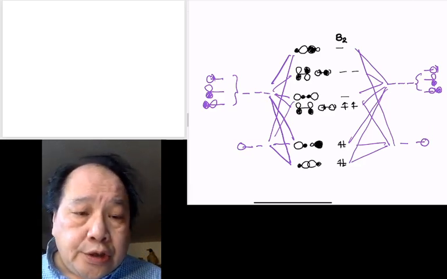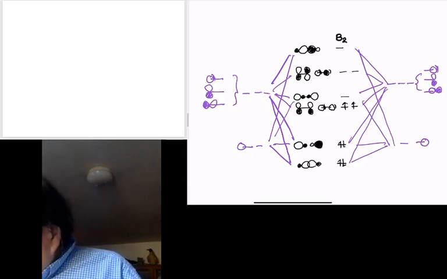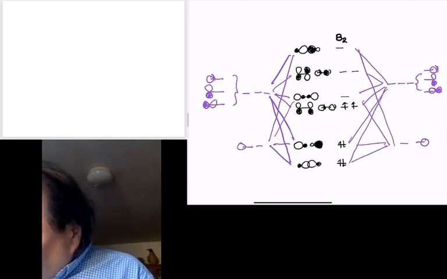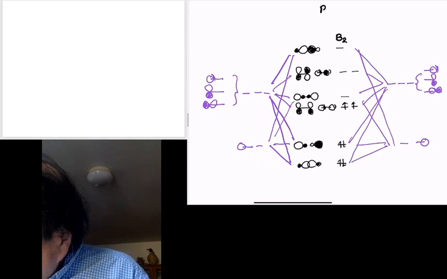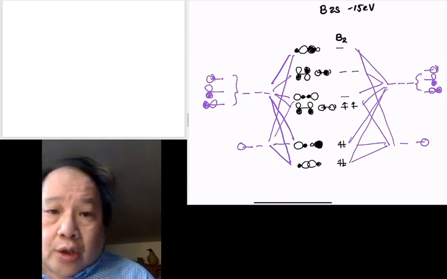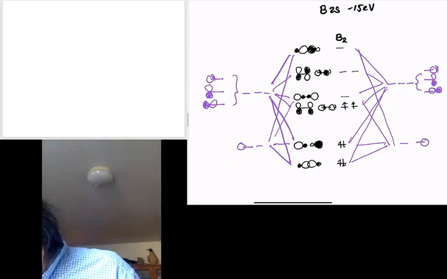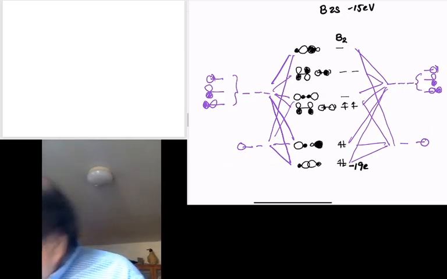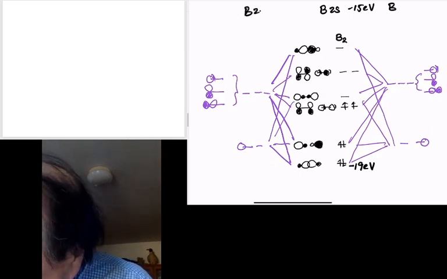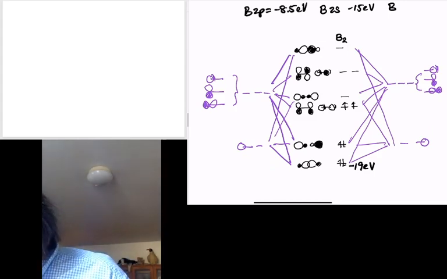Shown here is the B2 MO diagram we just derived with 6 valence electrons. We have the boron 2s, originally at minus 15 eV, so this lowest energy orbital is around minus 19 eV. And boron 2p is at minus 8.5 eV, so this highest one is probably around minus 4.5 eV.